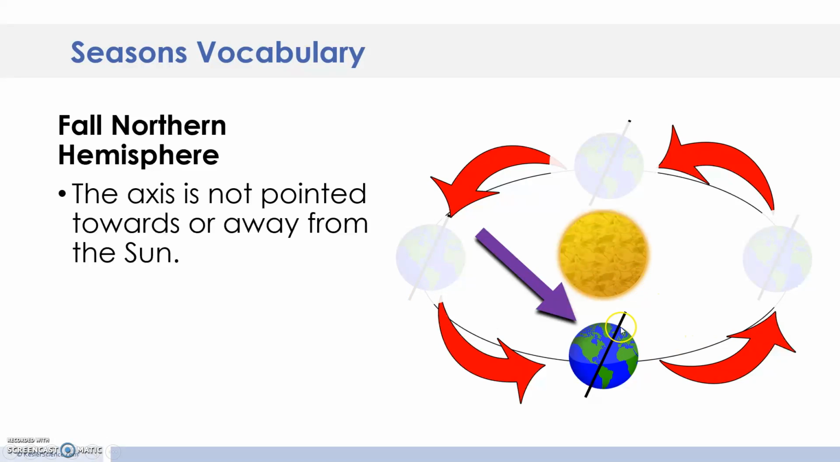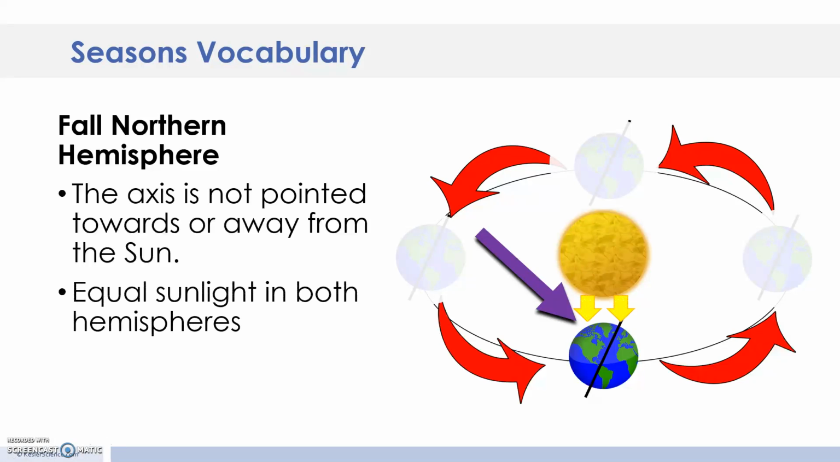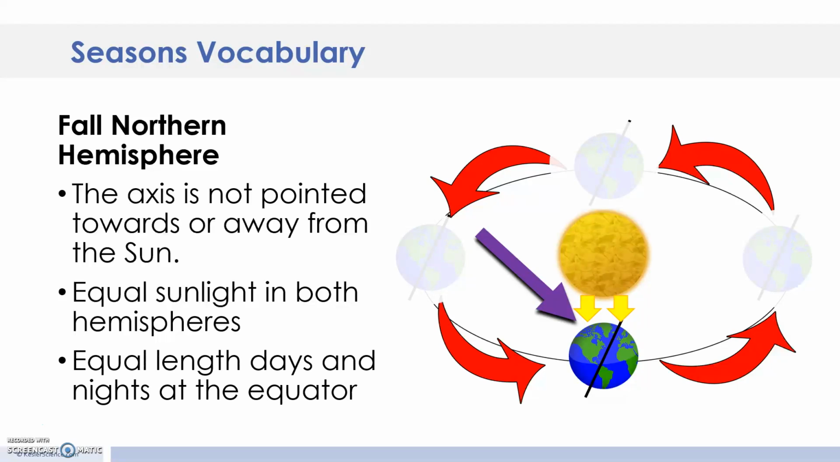So when we're here, if you notice, the axis isn't pointed towards the sun or pointed away from the sun. So if we were looking at the half of the Earth that faces the sun, it would look just like this, we're not really at a point where it's tilted away or towards the sun. So both hemispheres, the top and the bottom, are actually getting equal amounts of sunlight. So day and night are pretty equal. We get the same amount of sunlight as we do nighttime.